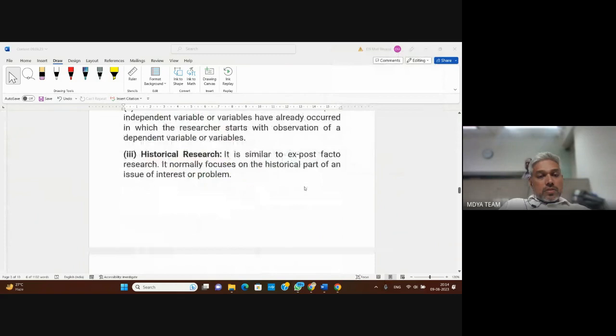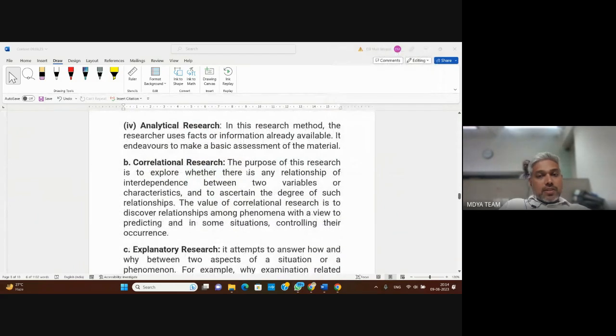So, correlation research. The purpose of this research is to explore whether there is any relationship of interdependence between two variables or characteristics, and to ascertain the degree of such relationships. The value of correlation research is to discover relationships among phenomena with a view to predicting and in some situations controlling their occurrence, right? Basically, in correlation research, we prove a relationship between two variables or characteristics, right?